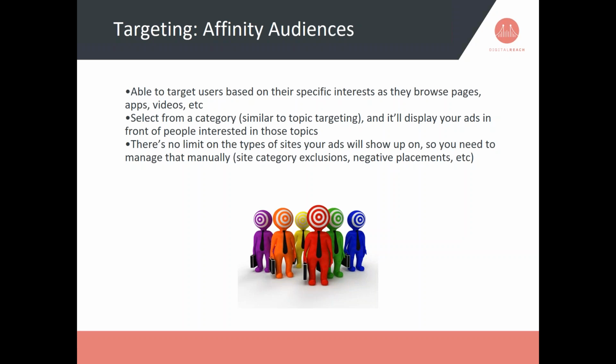There's no limit on the types of sites that your ads will show up on, so you need to manage that manually. I highly recommend with any display campaign that you always check your site category exclusions and your negative placements. Most people don't do this on a display campaign, and they'll end up hemorrhaging a lot of money by having their ad show on some site that Google thinks is relevant, but it isn't actually relevant. Google's algorithm is far from perfect in terms of getting ads in front of the right people.